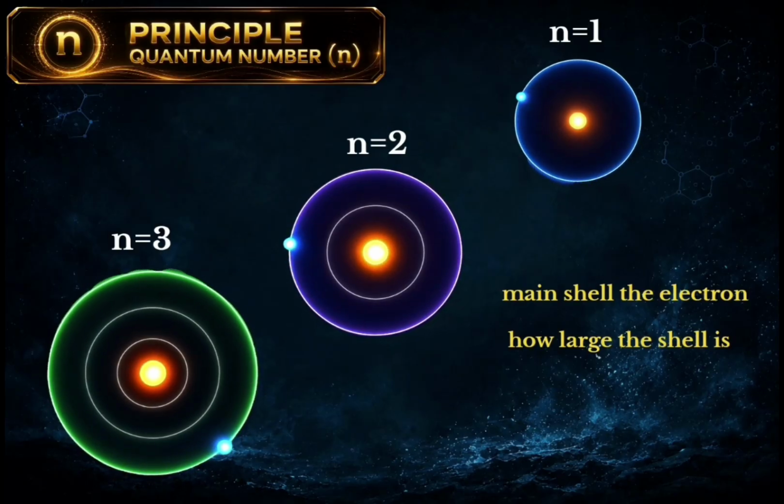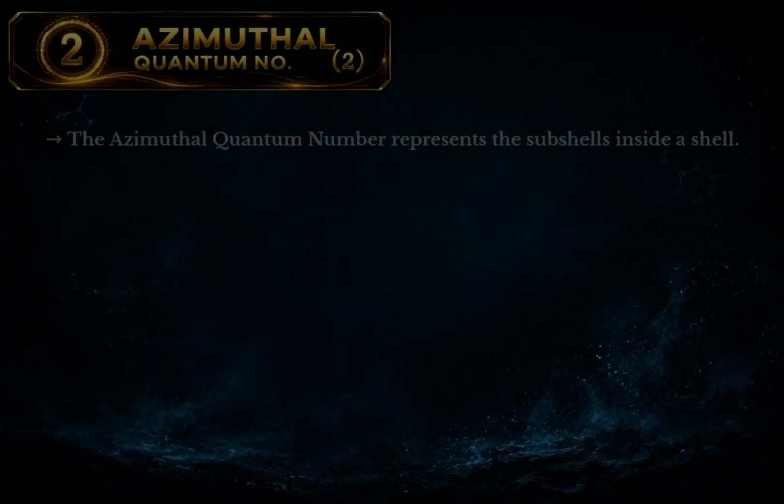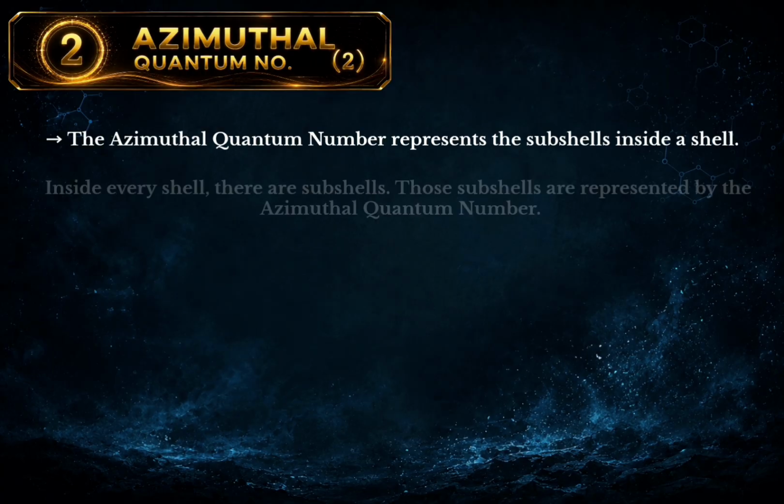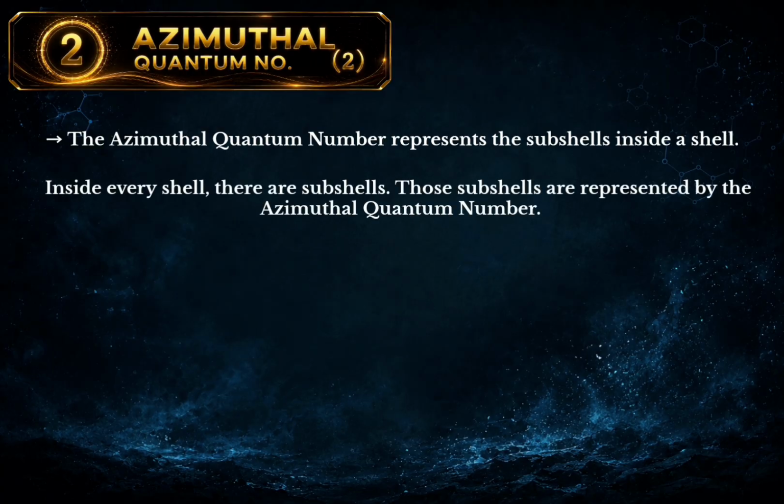But hold on, the electron's address still isn't complete. We know the main shell, but not the subshell. So let's uncover the next piece of the puzzle, the Azimuthal quantum number. The Azimuthal quantum number represents the subshells inside a shell. So far, we've learned that an electron has different shells, and those shells are represented by the principal quantum number. Now, inside every shell, there are subshells. Those subshells are represented by the Azimuthal quantum number.